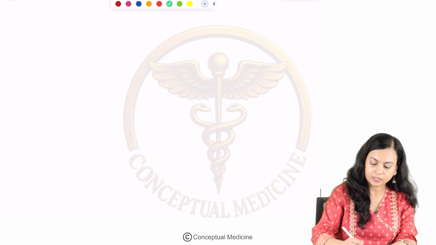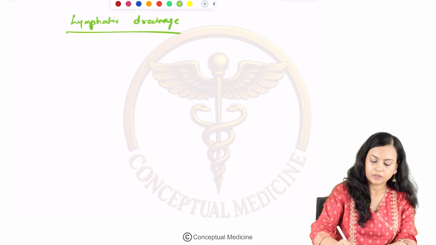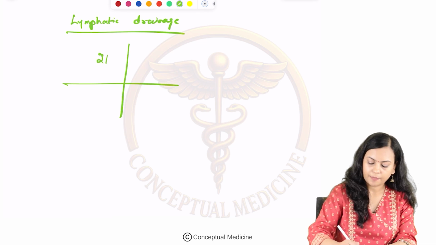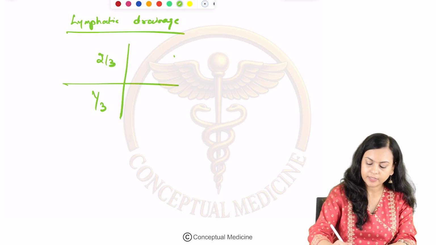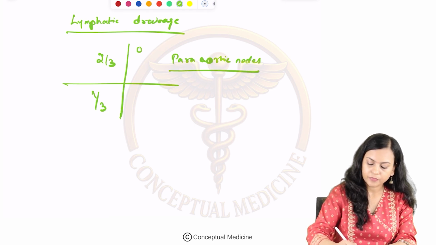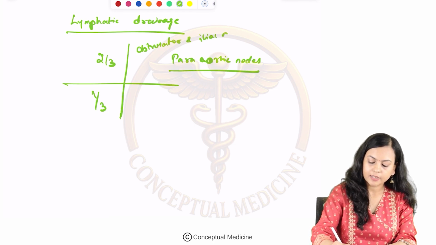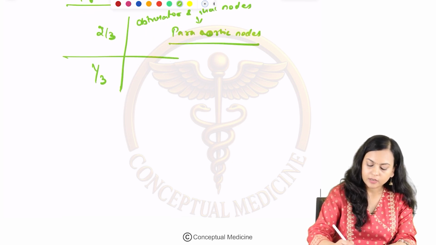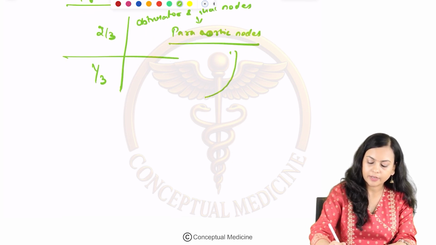Now we see the lymphatic drainage of the vagina. We can divide it into the upper 2/3 and lower 1/3. The upper 2/3 drains into the para-aortic nodes via the obturator and iliac nodes. The lower 1/3 also drains into the para-aortic nodes.